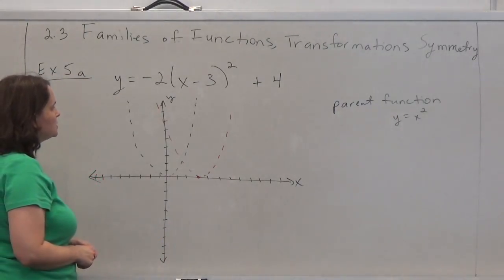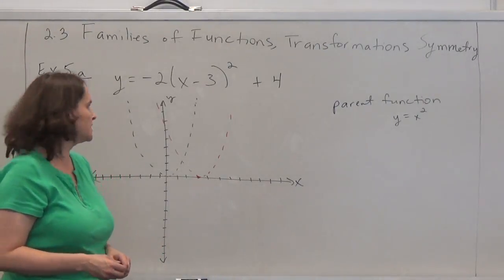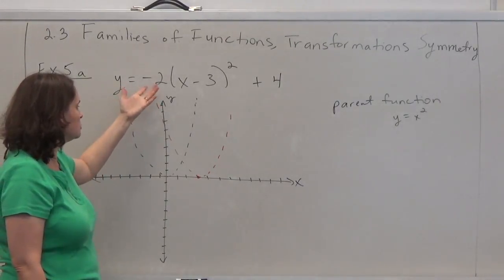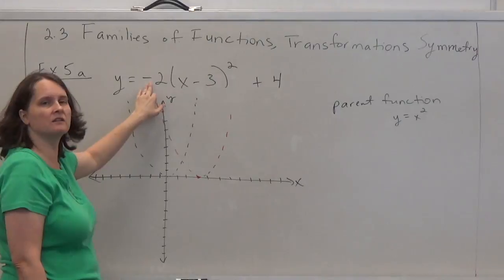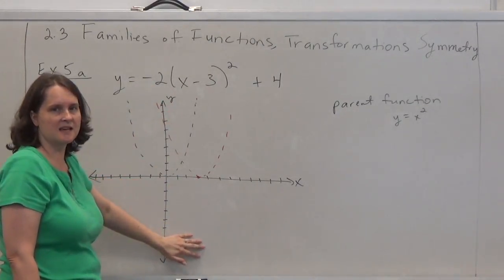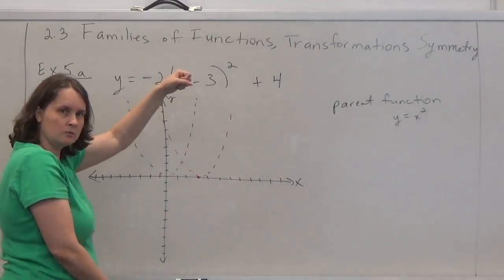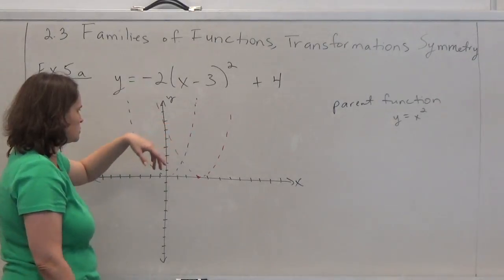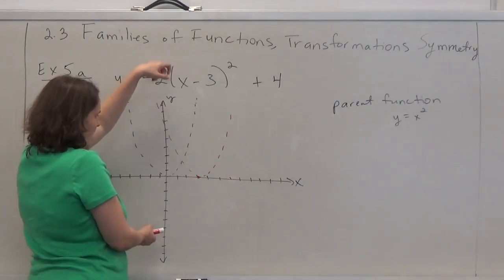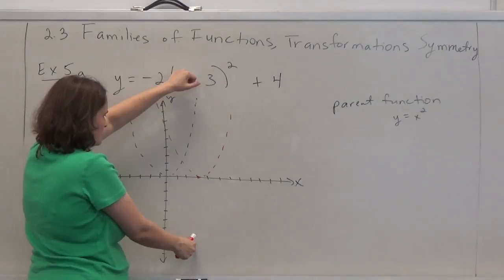All right. Next, we need to apply any reflections, stretching, or shrinking that needs to be done here. This negative 2 is actually 2 things. What is the negative out here telling me to do? That negative is telling me to reflect this across the x-axis. The 2 is telling me to stretch it and also bring it in closer to, if it were the original one, we would be bringing it closer to the y-axis. But we're going to be bringing it in closer to this vertical line now going through the 3.